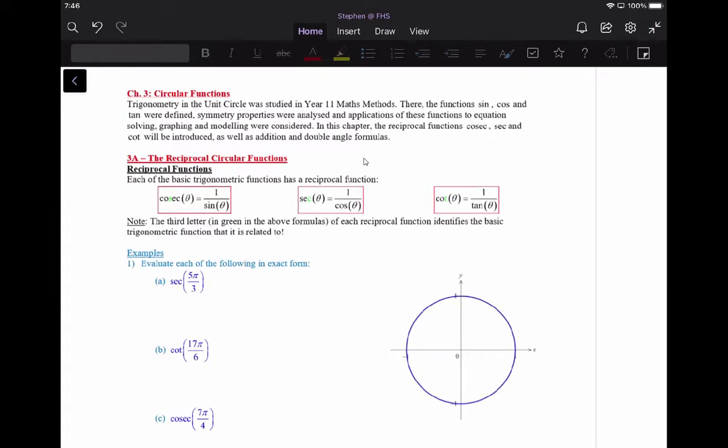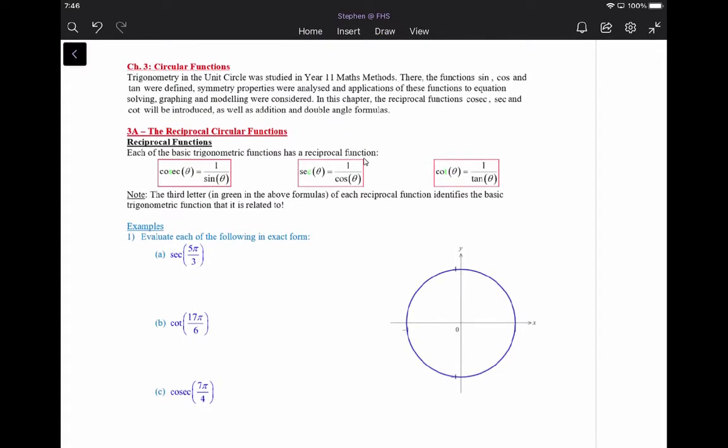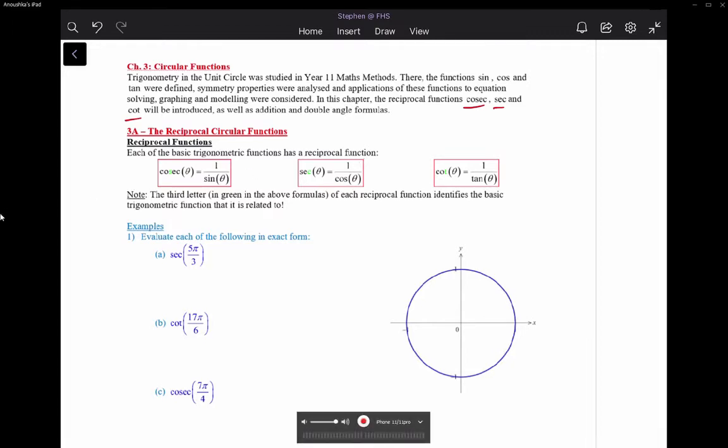Okay, so moving on, here we are with chapter 3, finally. So we've already learned some trigonometry in chapter 11, some of which I've taken you through already. So what we're going to do over here is focus on these reciprocal functions called Cosec, Sec, and Cot. They are respectively the reciprocals of sine, cos, and tan.